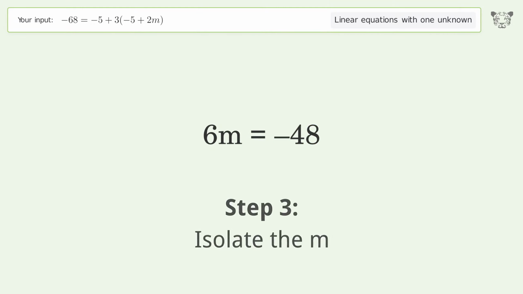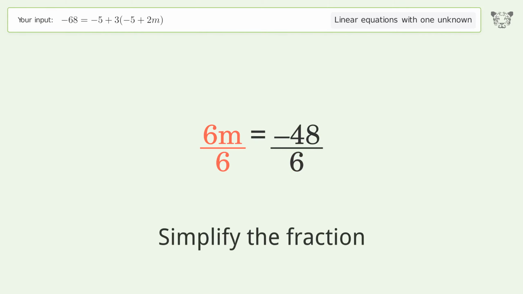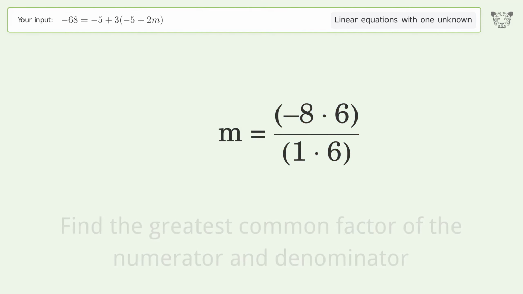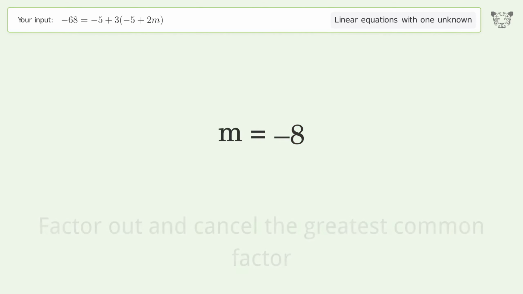Isolate the m. Divide both sides by 6. Simplify the fraction. Find the greatest common factor of the numerator and denominator. Factor out and cancel the greatest common factor. And so the final result is m equals -8.